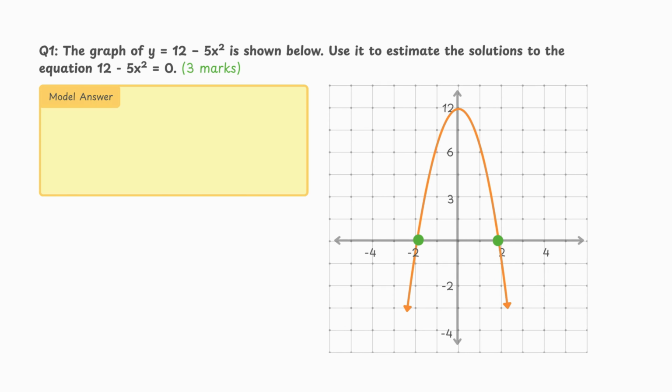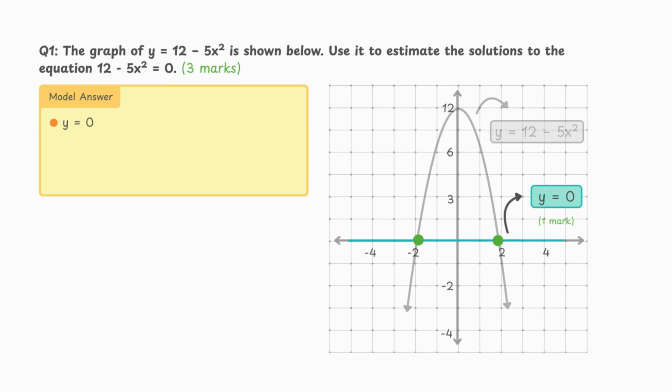Now take your time and read the question carefully. We are given a graph of y equals 12 minus 5x squared, and we are asked to find the solutions to 12 minus 5x squared equals 0. Now think about what this means. We are trying to find the values of x when y is equal to 0. So the first key step is this: we look for where the graph crosses the x-axis. Because on the x-axis, the value of y is 0. So wherever the graph meets the x-axis, those x values are the solutions.